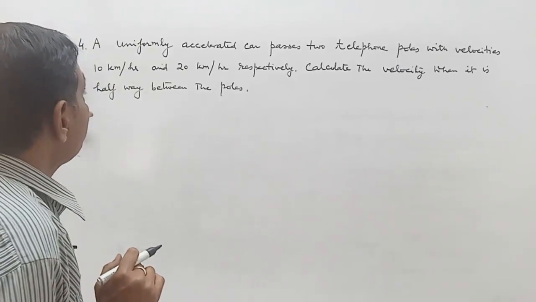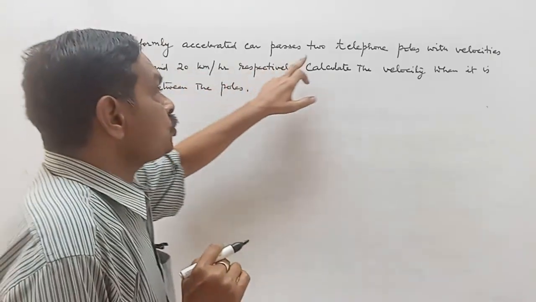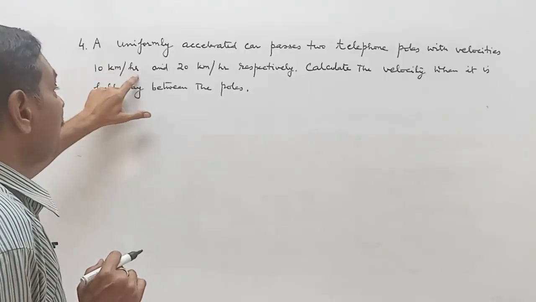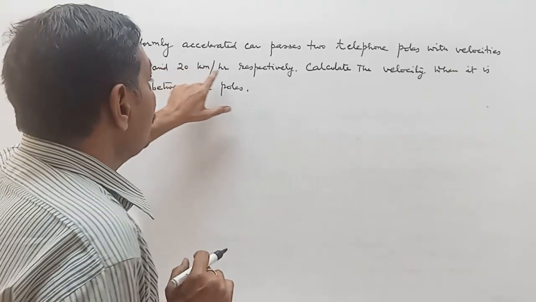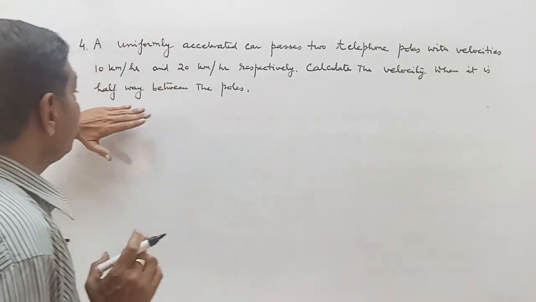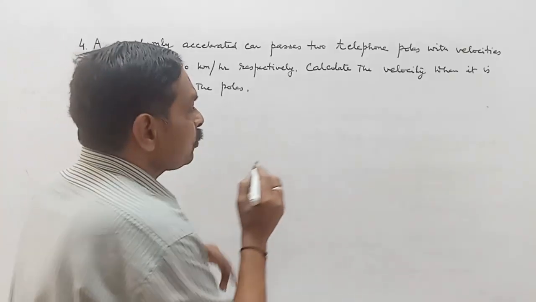Fourth question: a uniformly accelerated car passes two telephone poles with velocities 10 km per hour and 20 km per hour respectively. Calculate the velocity when it is halfway between the poles. Let us understand the question.